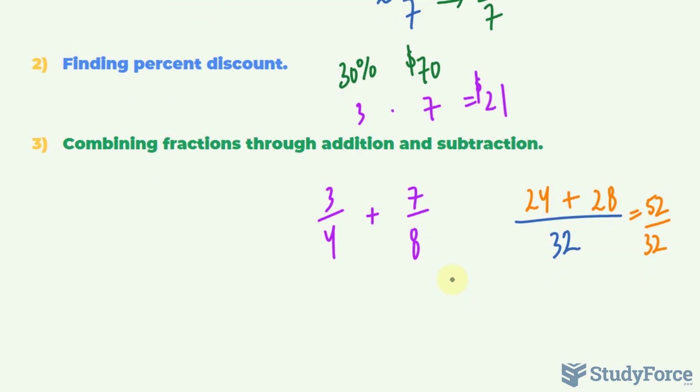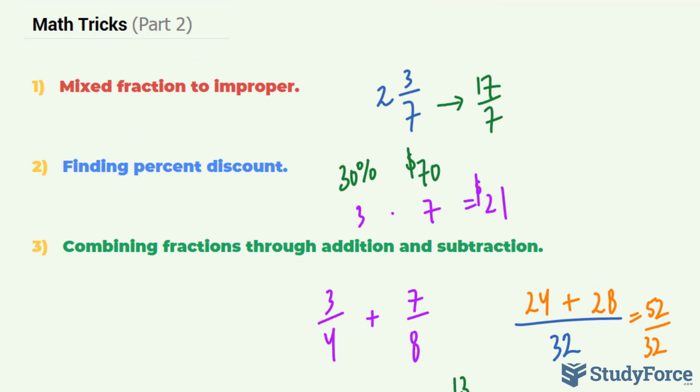And if you want to reduce this fraction, you should end up with 13 over 8. Just simply divide the top and the bottom by 2 until you eventually end up with 13 over 8. And there you have it. 3 more math tricks that you can use in your toolbox to tackle everyday math problems.